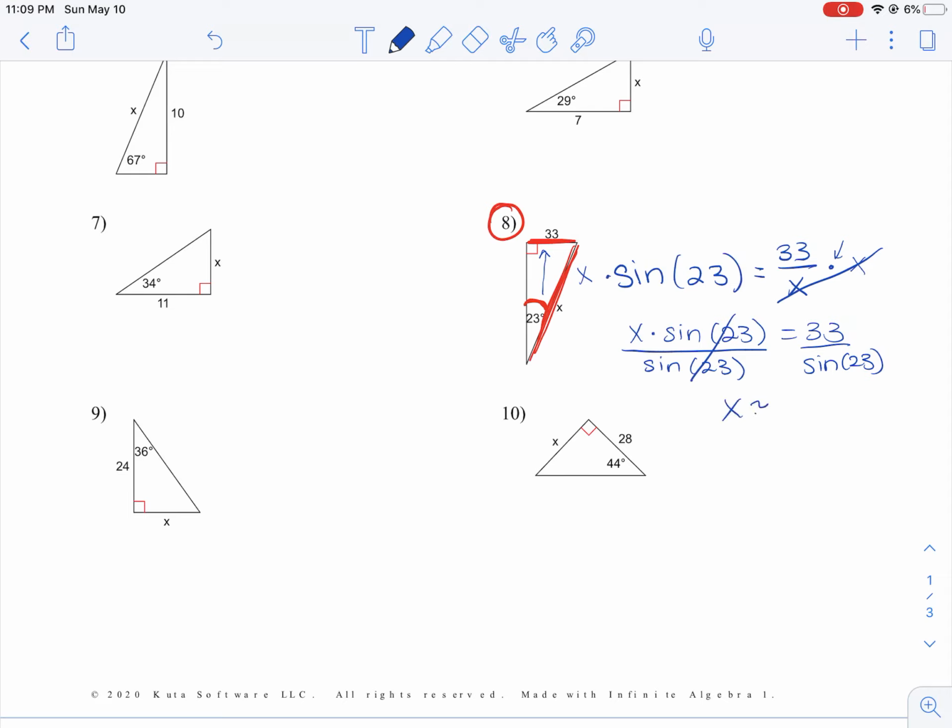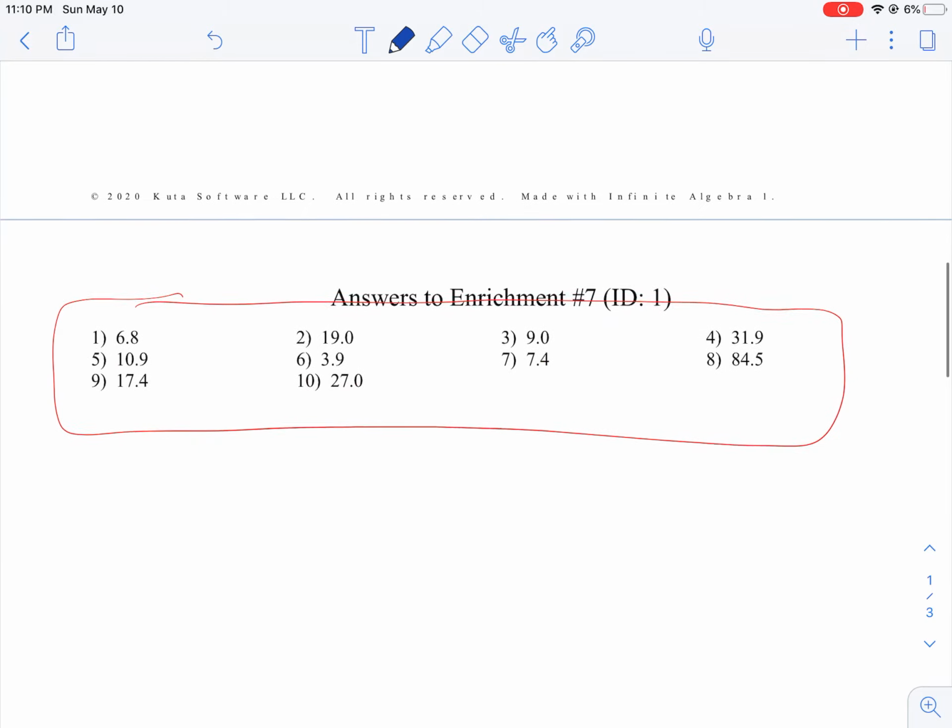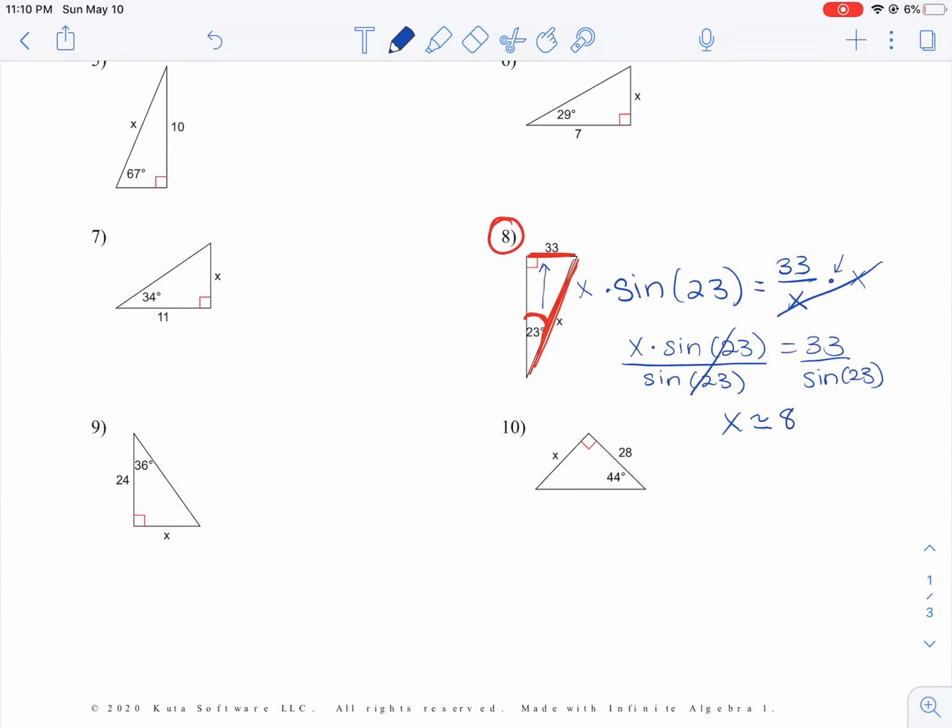So I'm going to get x is approximately, so now in your calculator, you're going to have to do 33 divided by the sine of 23. And that's going to give you approximately 84.5 when you get that in your calculator. And again, I want to see this work written out, not just having you check the answers and figure out what they are.